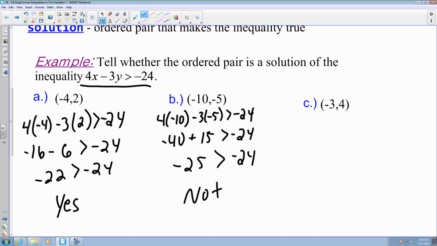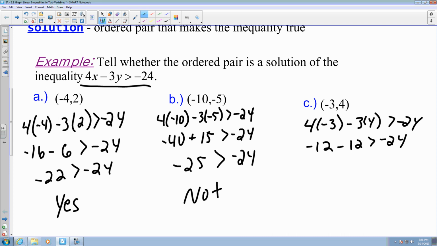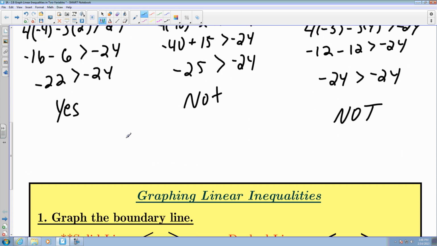And then the last one, look at 4 times negative 3 minus 3 times 4 is greater than negative 24. 4 times negative 3 is negative 12, minus 12 is greater than negative 24. Negative 12 minus 12 is negative 24, is greater than negative 24. This happens to be not a true statement because it would have to be greater than or equal to in my inequality to hold true, but that's what we're looking for.